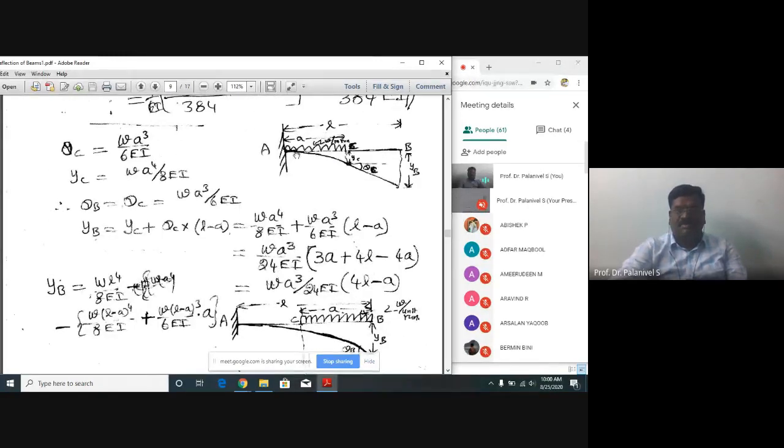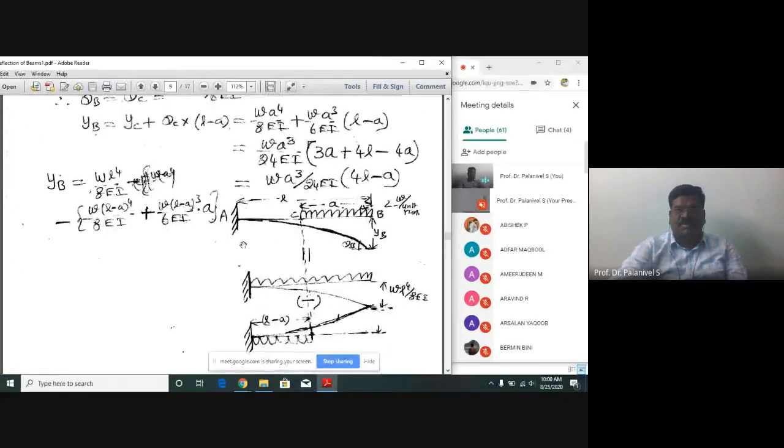Just now I told you a cantilever beam like this. Suppose in the cantilever beam the UDL is acting at the free end, spread over a length of A here. Acting at the free end. How to solve this kind of problem now? By following the superposition technique.